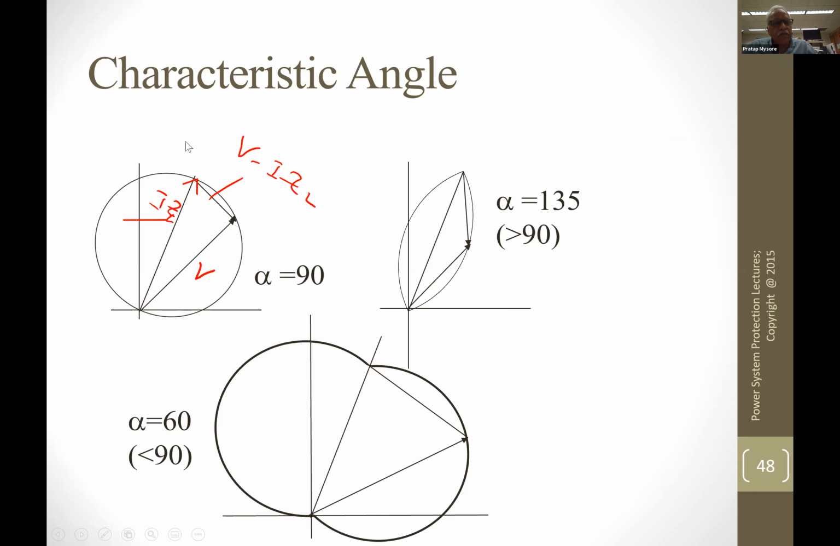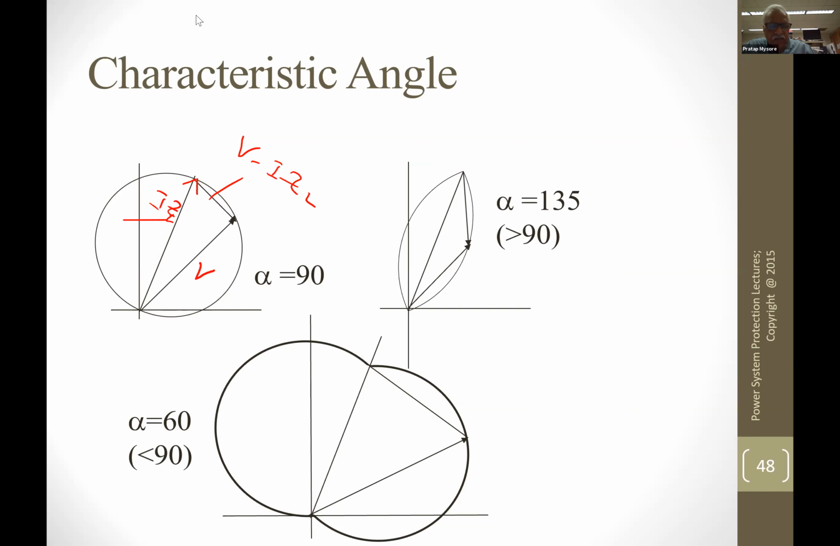You take two voltages, V minus IZ and V, and then you compare the phase relationship between the two, and then you set it. If you set it to 90 degrees as the limit, then it produces a circle. Suppose this angle is set to 135, then this diameter becomes the chord of a circle, so it produces an elliptical characteristic like this. And if the angle is set to 60 degrees, less than 90, the chord moves onto the other side of the diameter, and then you produce a characteristic called the tomato characteristic.